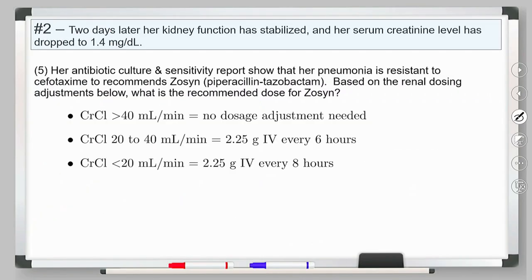Because in this case here, the adjustment is based off of 40. And what did we just calculate her value to be? 39. I guarantee if you forgot to multiply by the 0.85, you would have gotten a value greater than 40, and you might have gone with this information. But in this case, since she's in this range right here, we would need to adjust her dose to the 2.25 grams IV every 6 hours, because that would be the range. So that's the wrong range. This is the correct range to use.